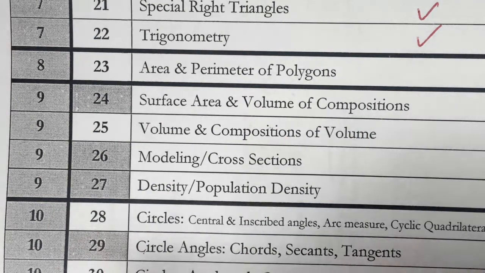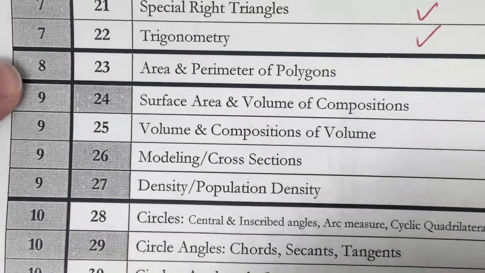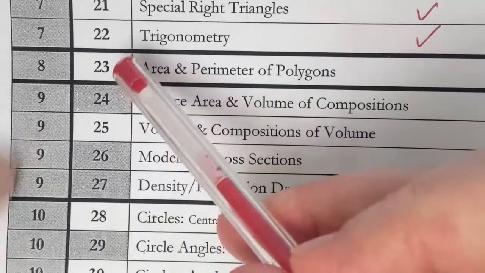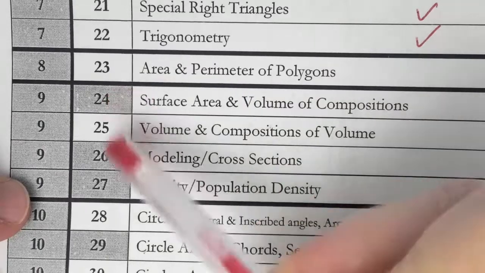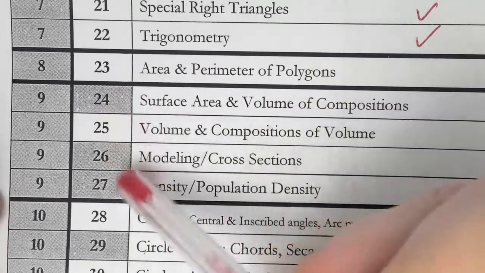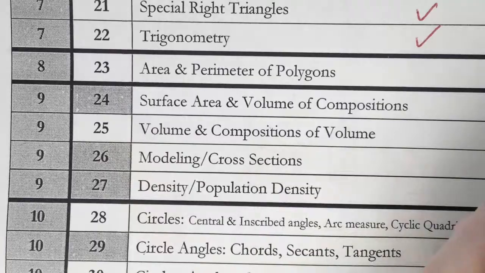Today we're going to continue doing our EOC review. We're doing Unit 8 and Unit 9. We're going to start with page 23 and 25, and then whatever time we have left, we'll do 24, 26, and 27, which are not as important, but they are still awesome.